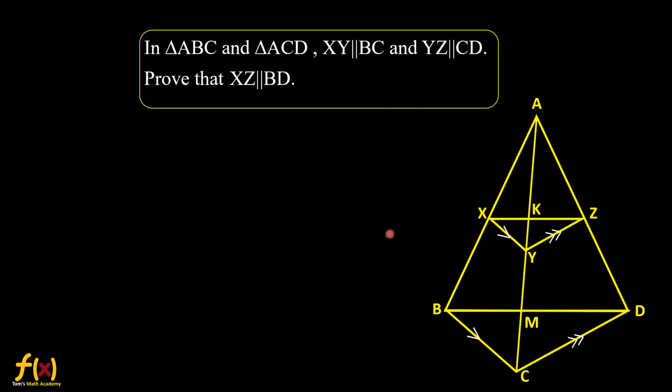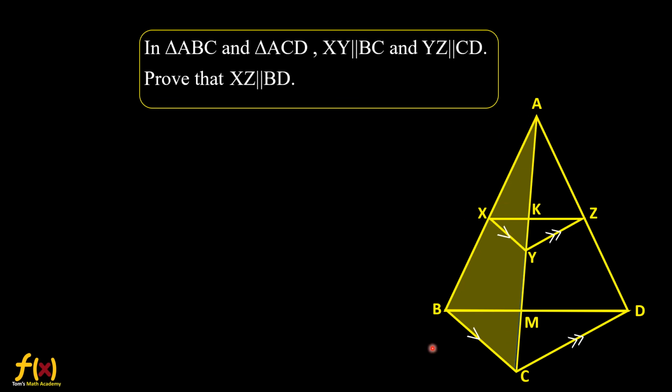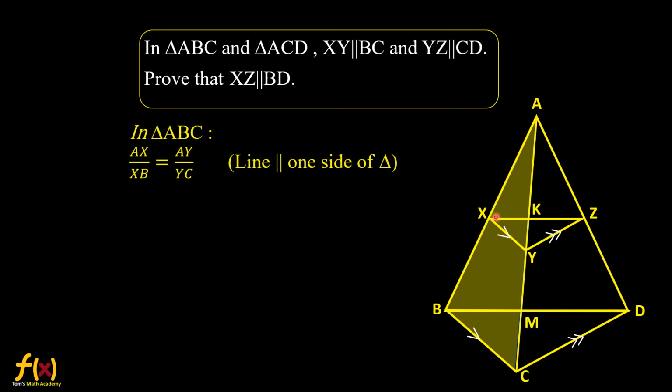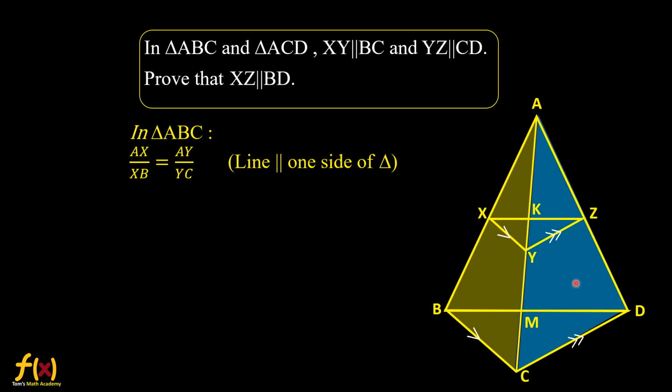So we go to the given information. We have some parallels here. Go to the first triangle, XY parallel BD, BC. So immediately we can write AX over XB equal to AY over YC, because line parallel to one side of the triangle. Similarly, go to the second triangle here. That is a technique. Here also we have parallel lines. So we can immediately write AZ over ZD must be equal to AY over YC.